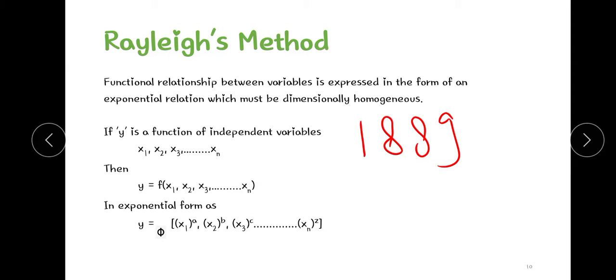Now we can also write these variables in exponential form. We have to write these variables in exponential form, like y is equal to phi. Here phi is a dimensionless constant, and we can write it in exponential form like x1 raised to a, x2 raised to b, x3 raised to c, and so on xn raised to z.